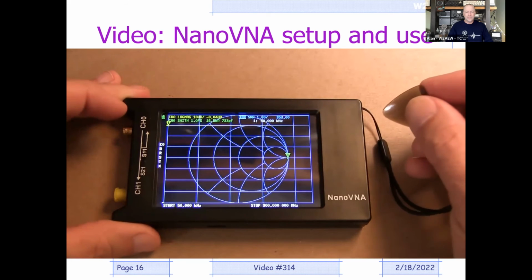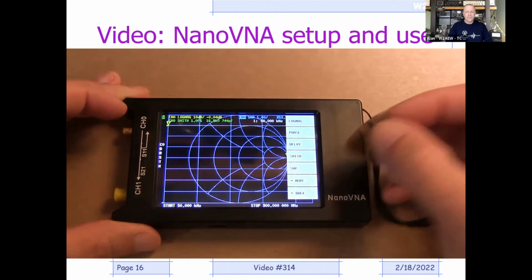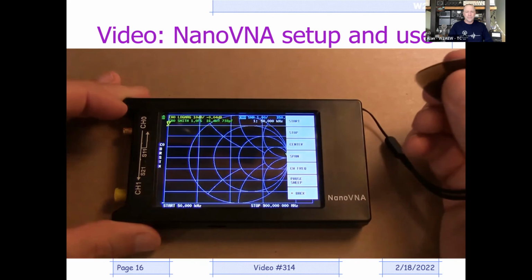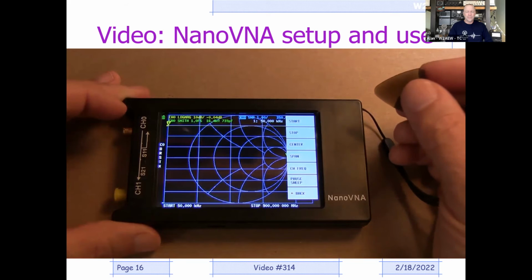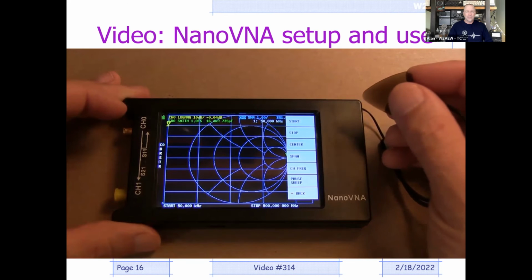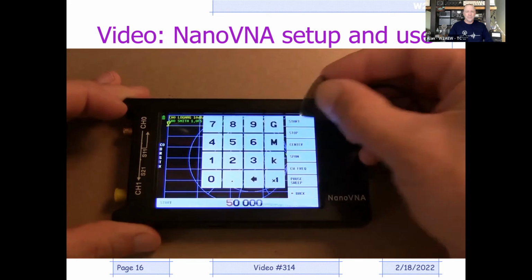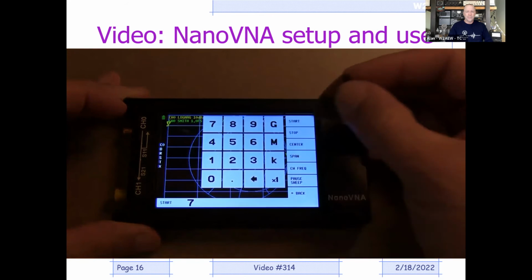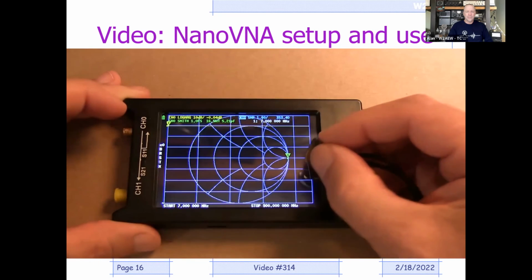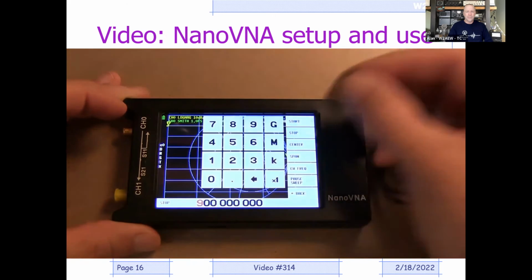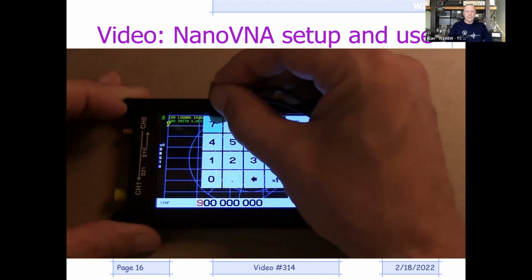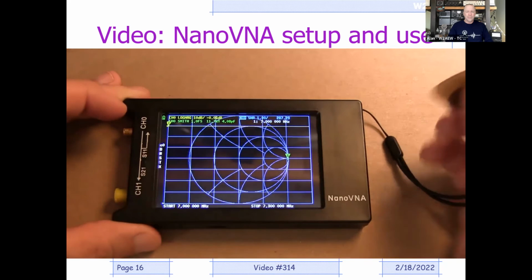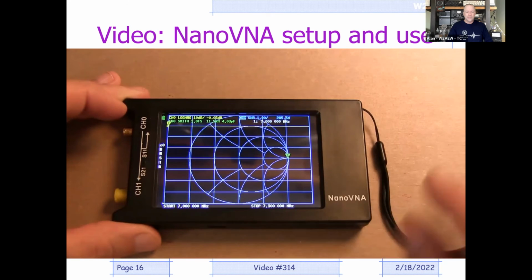Next, let's set up the frequency range we want to test. So we'll bring our menu back up and go back and back again and go to stimulus. In our case, I want to measure the 40-meter amateur radio band from 7 megahertz to 7.3. So I touch on the start frequency, then I dial in 7 M for megahertz. That will set up the start frequency, and then we'll go back in and select the stop frequency, 7.3 megahertz. And now we've set up the stimulus range that we want to test.